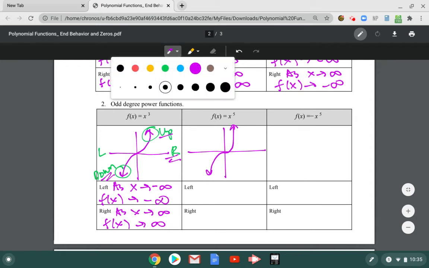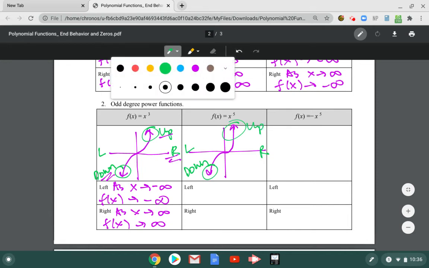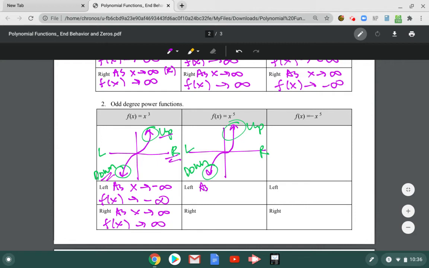Goodish is really all I need, because I just need to be able to say that on the left I'm heading down, and on the right I am going up. So in end behavior, as x goes to negative infinity on the left, my function goes down, f of x goes to negative infinity. Same exact end behavior that we had before. As x goes to infinity, that's how we say right, the function goes up. So these odd degree functions have opposite behavior.